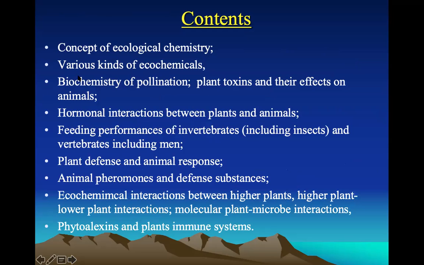Concept of ecological chemistry, various kinds of ecochemicals, biochemistry of pollination, plant toxins and their effects on animals, hormonal interactions between plants and animals, feeding preferences of invertebrates including insects and vertebrates including man, plant defense and animal response, animal pheromones and defense substances, ecochemical interactions between higher plant versus lower plant interactions, molecular plant-microbe interactions, and last, phytoallergen and plant immune system. That means the plant also has an immune system, and some of the immunity factors are small molecules. So these are the major topics we shall discuss in this course.